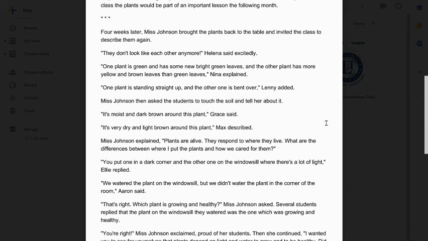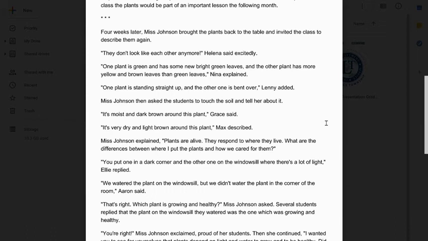Miss Johnson explained, "Plants are alive. They respond to where they live. What are the differences between where I put the plants and how we cared for them?" "You put one in a dark corner and the other one on the windowsill where there's a lot of light," Ellie replied. "We watered the plant on the windowsill, but we didn't water the plant in the corner of the room," Aaron said. "That's right."